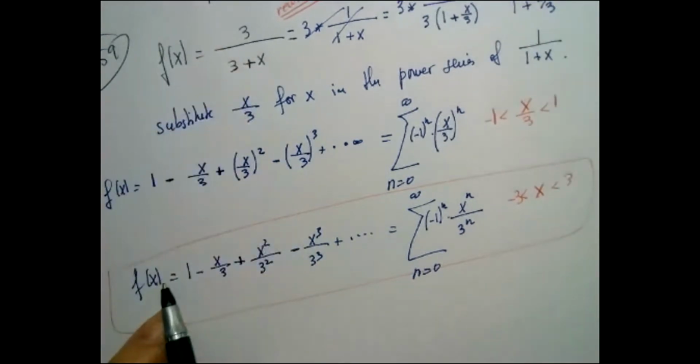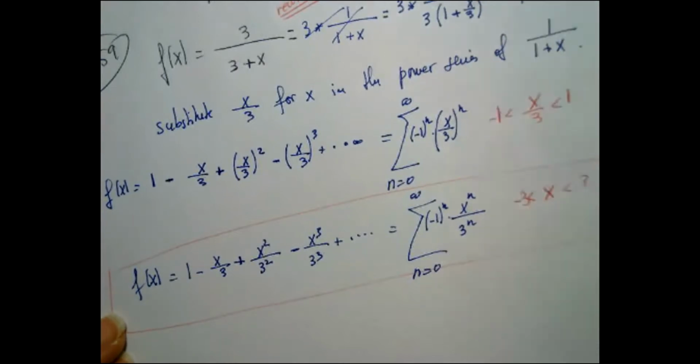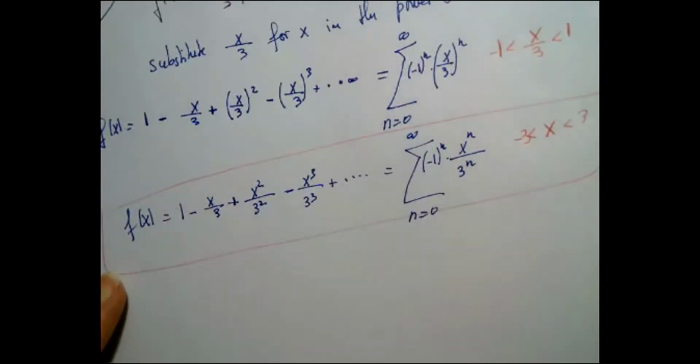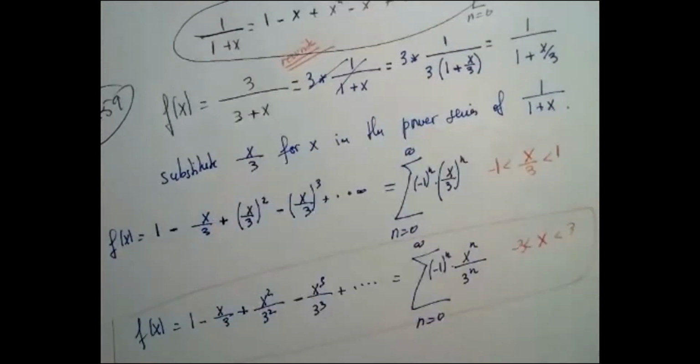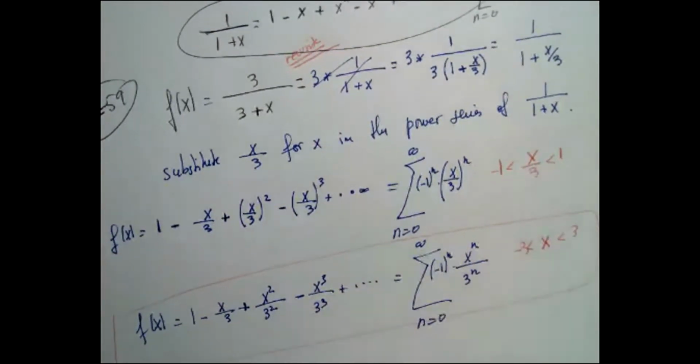We wrote a lot of functions as a power series, or if you want to think about it, as a polynomial. But every series, every function we did, we had to relate it to 1 over 1 plus x or 1 over 1 minus x. That's really the only way we can do it.